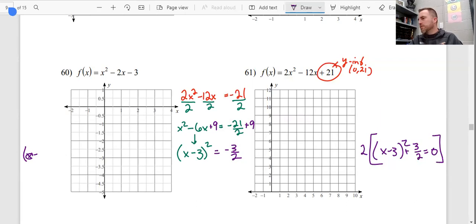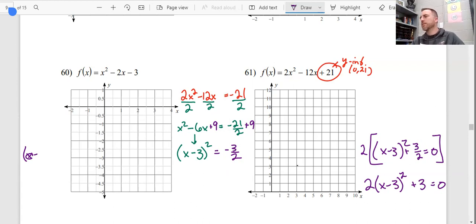So this is going to become 2 times x minus 3 squared. We can't multiply that 2 in because in the order of operations, exponents come first. So we have to square x minus 3 before we can multiply it by 2. So we just leave it like that. But with adding 3 halves, we can multiply that by 2. So 2 times 3 halves gets us 3, equal to 0. All right, so now we've got our vertex again, 3, 3.